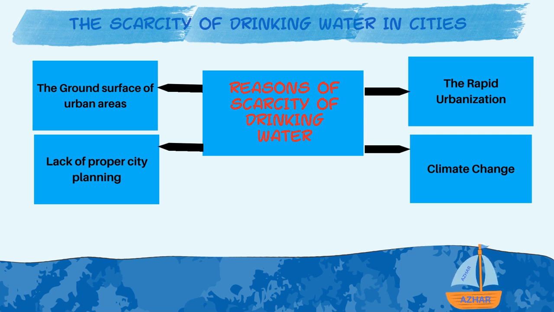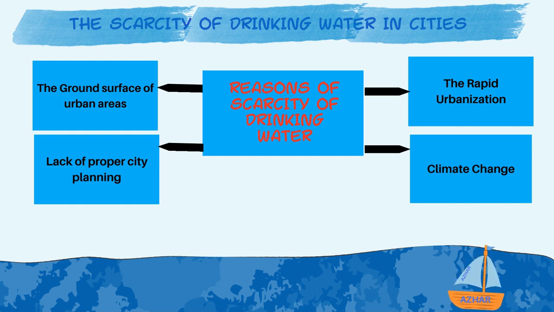And another big reason for scarcity of drinking water is lack of proper city planning. When we have not planned cities, there will be no access to clean drinking water for the population of that particular city which is built unplanned. We should properly plan the cities which have enough access to fresh water for drinking for the population of that area or that particular city. I hope you have understood the whole 4 points of scarcity of drinking water in cities.